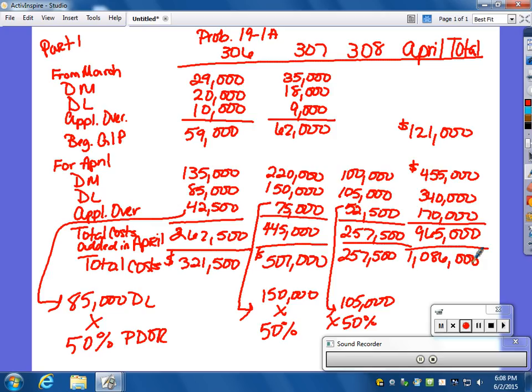Part 2. Prepare journal entries for the month of April to record the following. So we're going to go through A through F and record these lovely journal entries. It is lovely. It is nice. I like it.